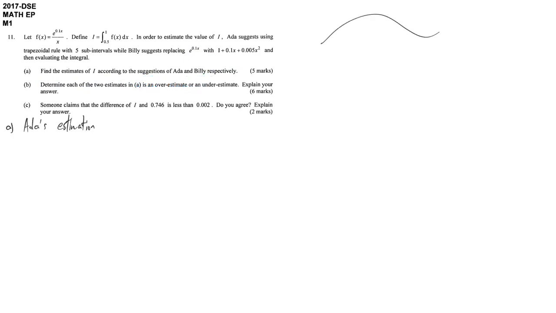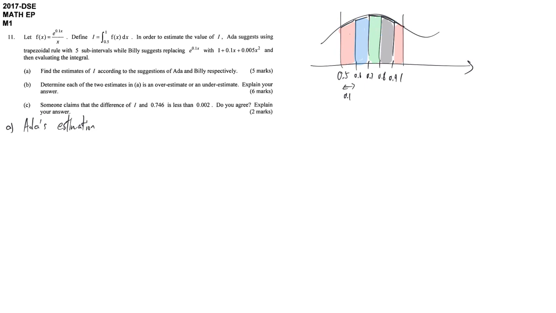Ada's estimation is to consider the curve and cut it into 5 intervals. From 0.5 to 1, we cut it into 5 equal pieces, so the width of each piece should be 0.1. The next ones are 0.6, 0.7, 0.8, and 0.9. We cut it into 5 regions. Originally, this is a curve, but we simply connect 2 points to form a straight line, and this is a trapezium. The area is not the exact area of the curve, but it's quite close.